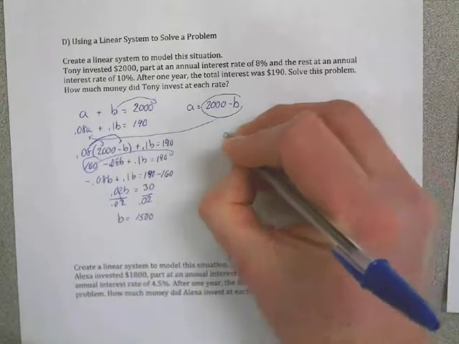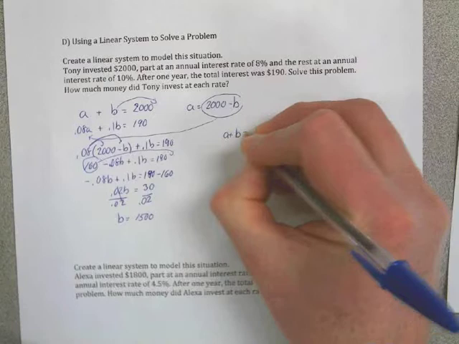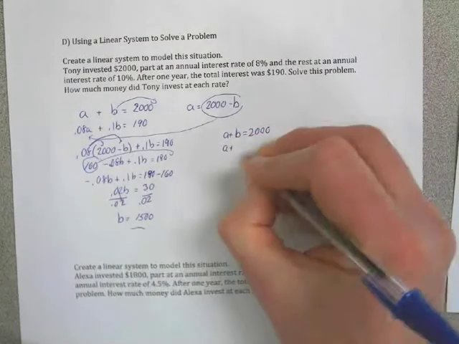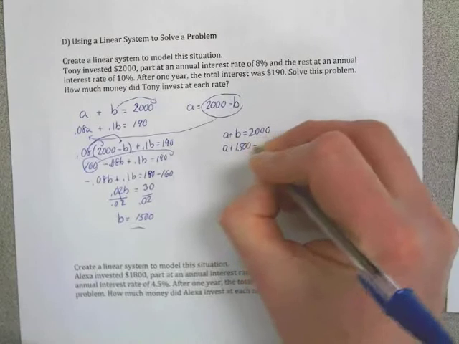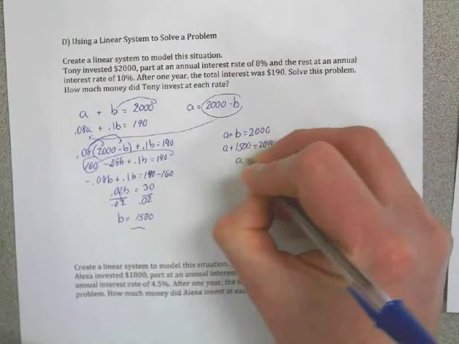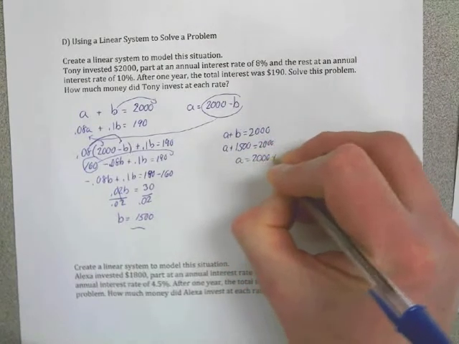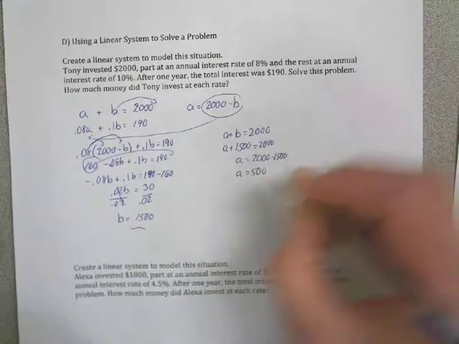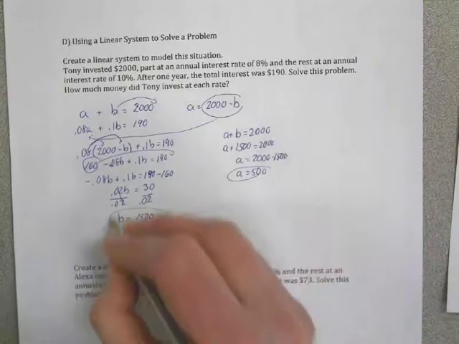So A plus B is equal to 2,000. A plus 1,500 is equal to 2,000. A is equal to 2,000 minus 1,500. A is equal to 500. Plug these two numbers into the other equation.